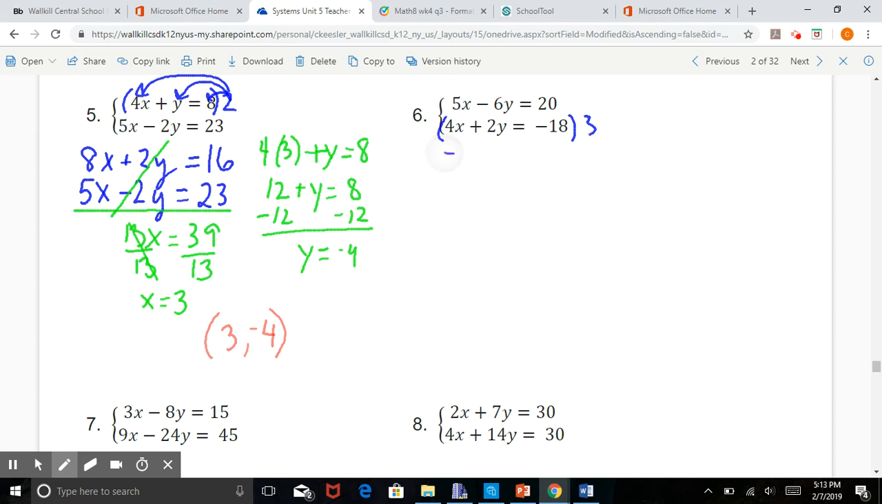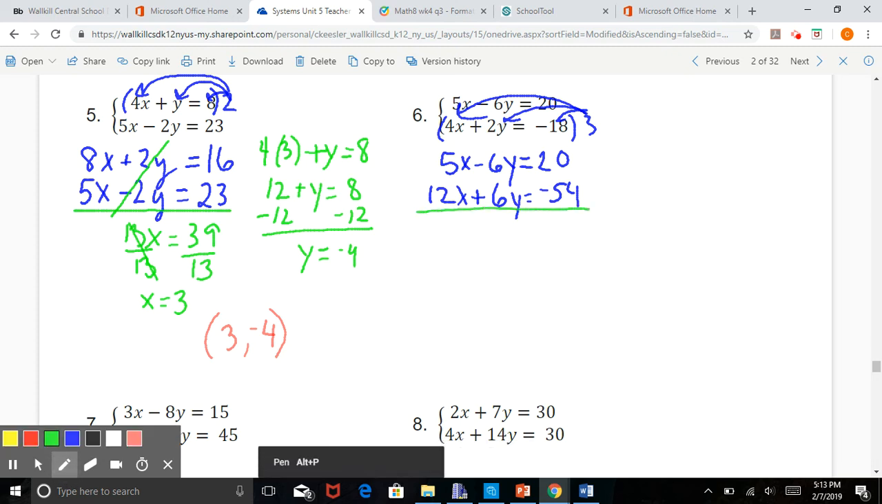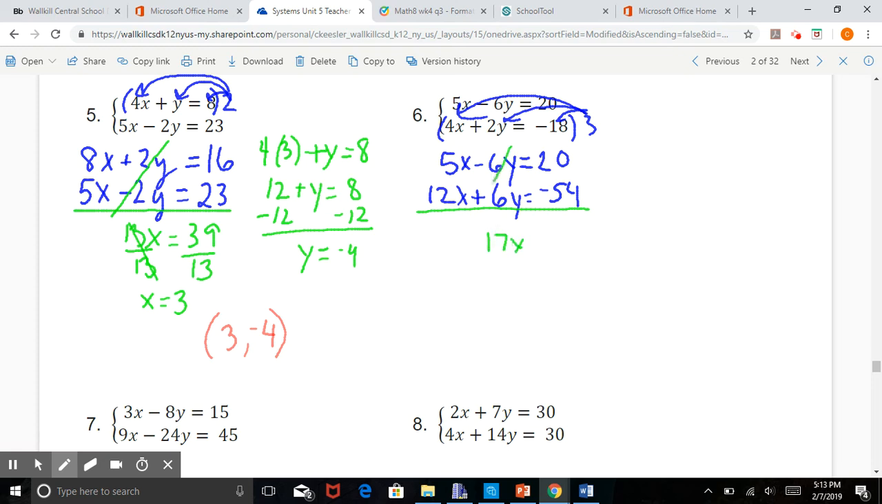So we start by rewriting it, bring this top equation down, because we're going to leave that one alone. Then distribute the 3 to the second equation, which gives us 12x plus 6y equals -54. And now we can start to solve and eliminate the y's. 5x plus 12x is 17x. 6y and -6y cancel out. 20 minus 54 is -34. Divide by 17, divide by 17, and x equals -2.